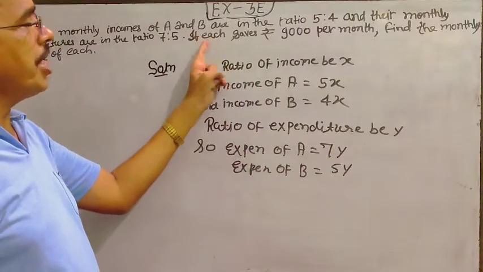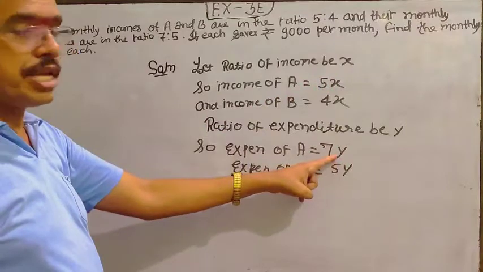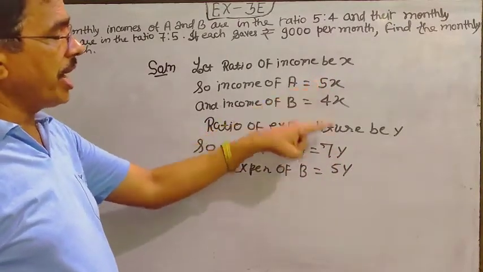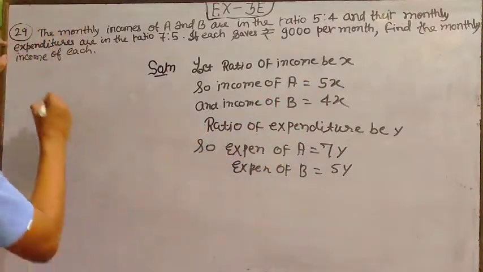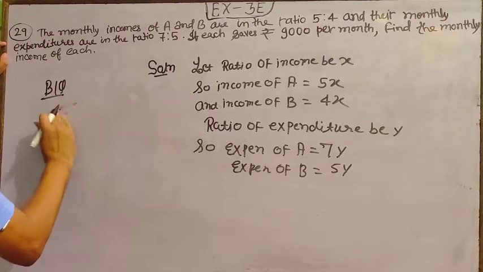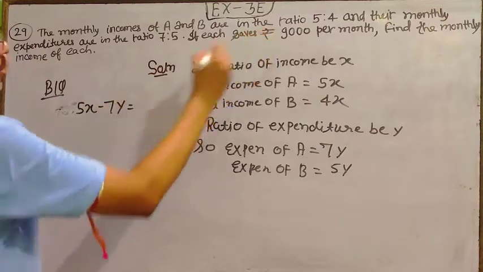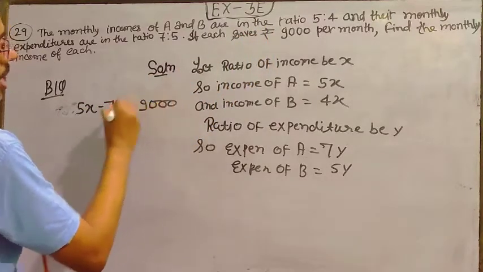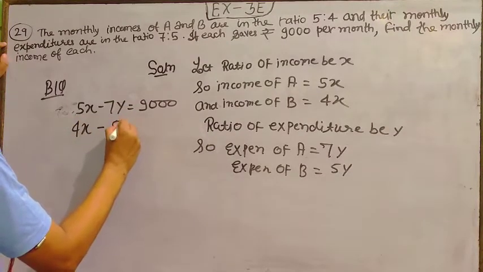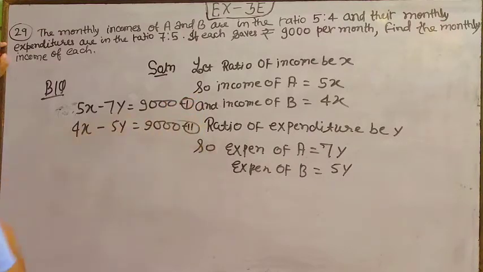Now your question is, if each saves rupees 9,000, that means there is the income and there is the expenditure. So what is the saving? Saving is equal to income minus expenditure. So by the question you write here, 5x minus 7y is equal to 9,000 and 4x minus 5y is equal to also 9,000. It is the first equation and it is the second equation.